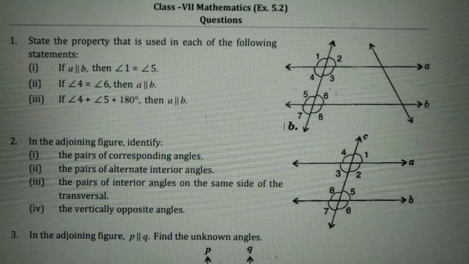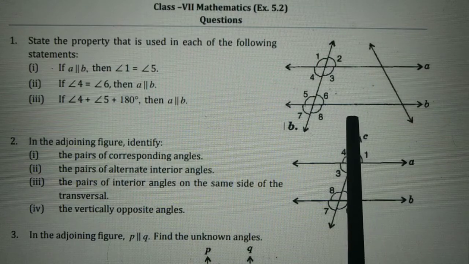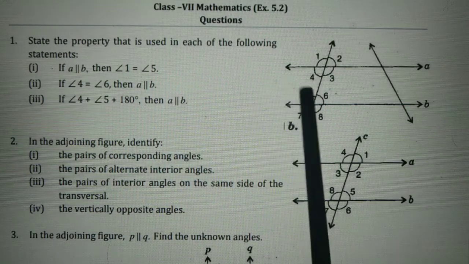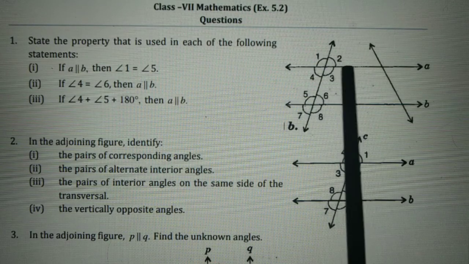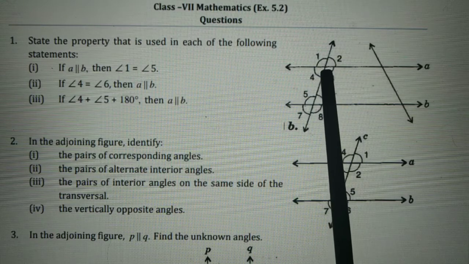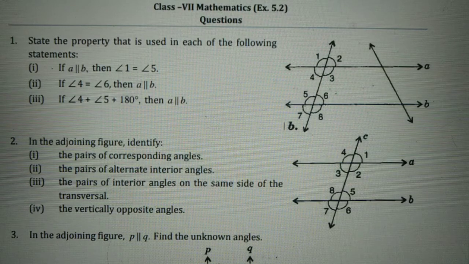Hello students, let us start with the next exercise based upon the angles made by two parallel lines cut by a transversal line, like this diagram in which these two are the parallel lines A and B, cut by a transversal line in which 8 angles are formed. The intersection with the first line makes 4 angles, and the intersection of the transversal with the second line again makes 4 angles.